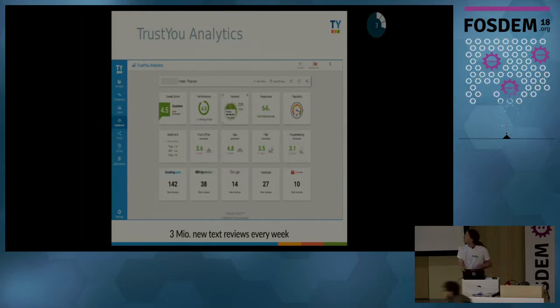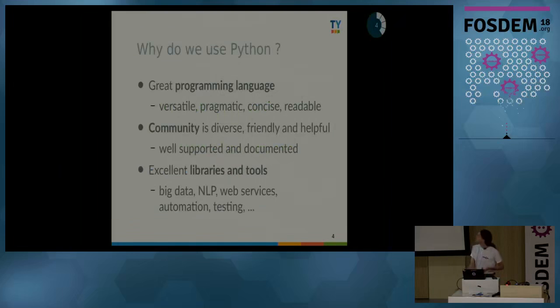So why do I tell you all this? Well, we do all of this in Python, right? So why do we use Python? It really works for us. It's a great programming language, really. It's very versatile. It's a very pragmatic language. It's concise. It's readable. So it's very nice, and has a great community, which is very diverse. It's friendly. It's very helpful. Things tend to be well documented, and if they're not, there's a huge bunch of stuff on Stack Overflow, for example, where you can look stuff up, where you can ask questions.